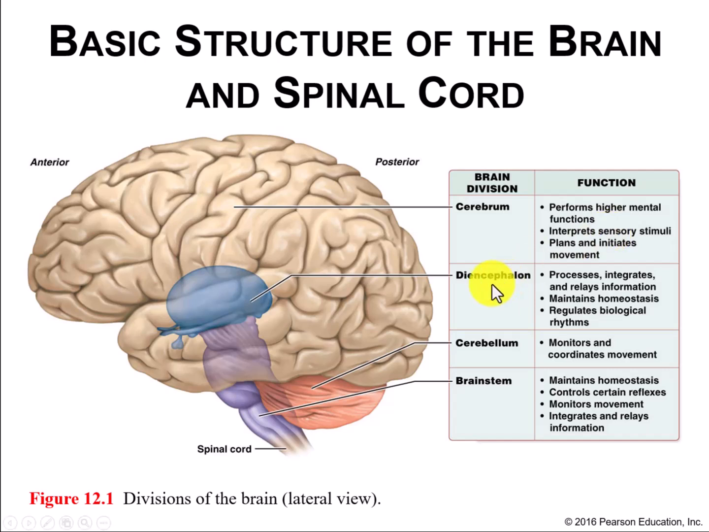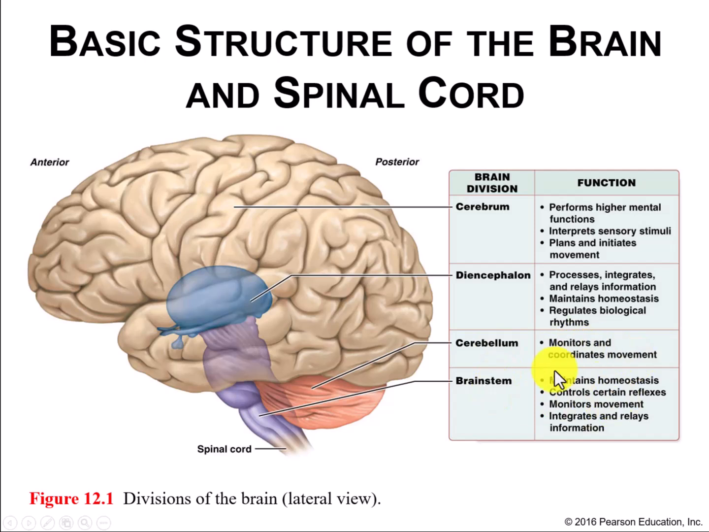With the diencephalon, we integrate and relay information. The thalamus is the gatekeeper from the peripheral up into the central nervous system, and it maintains our homeostasis. So that is with our hypothalamus, which also regulates those biological rhythms. Cerebellum kind of fine tunes, and so it monitors and coordinates our movement.